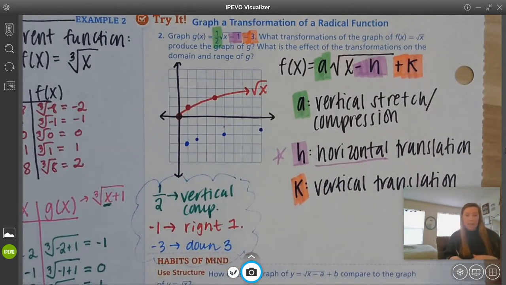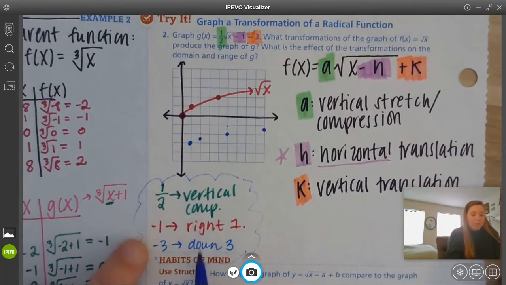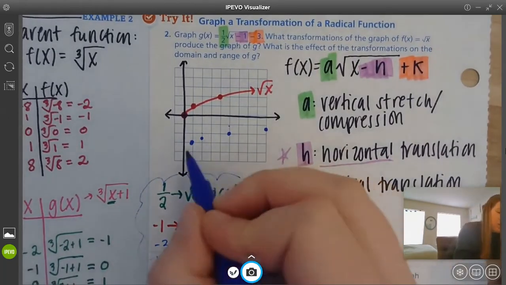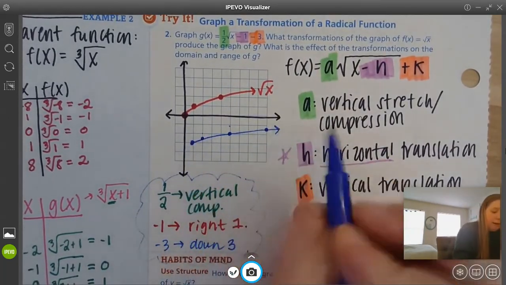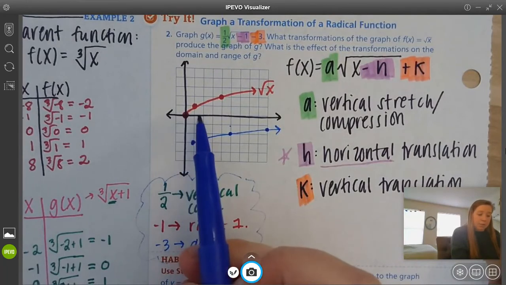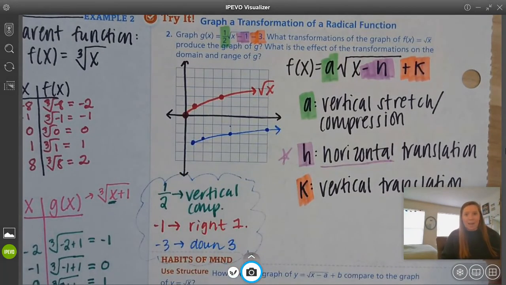So that's the way that our vertical compressions or our vertical stretches change our function. They change that normal pattern from our parent function. And then our horizontal and our vertical translation just change the starting point of our graph. So instead of the origin, I move to the right 1 and down 3.